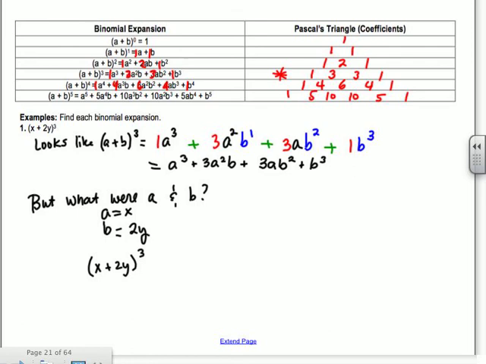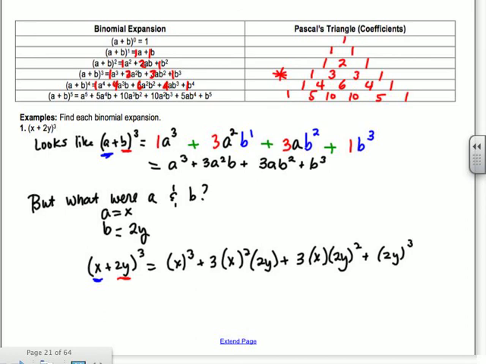All right, so I'm just replacing a with x, and b with 2y. So everywhere I have an a, I'm going to replace it with x. Everywhere I have a b, I'm going to replace it with 2y. Now make sure you're putting these things in parentheses. It will help you out a lot. So I have x being cubed plus 3 times x squared, and b is 2y, plus 3x times (2y) squared plus (2y) cubed. So notice how the 2y is in parentheses. You're taking the whole thing and cubing it. And then you just simplify.